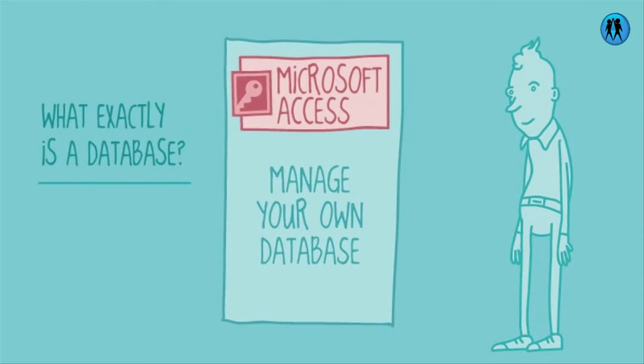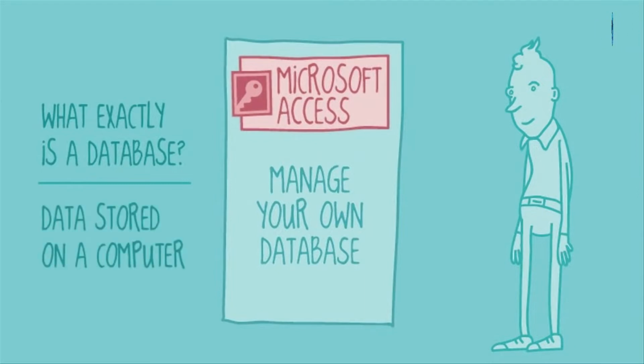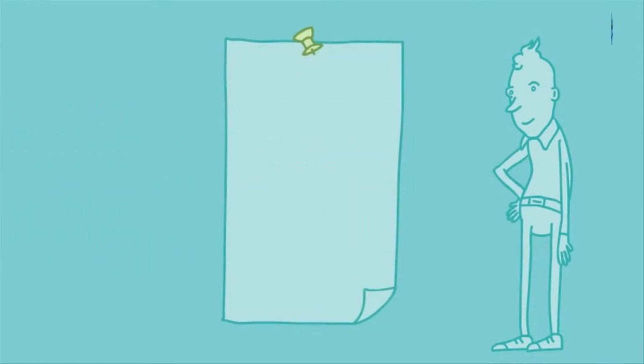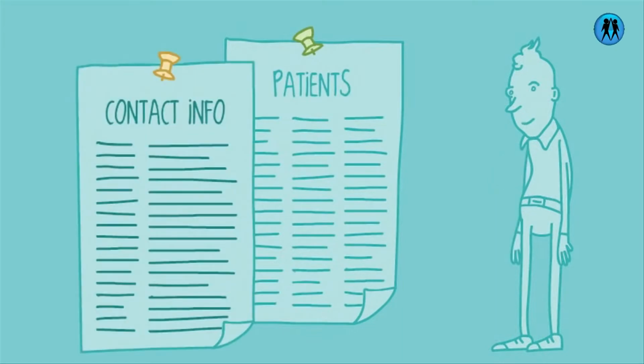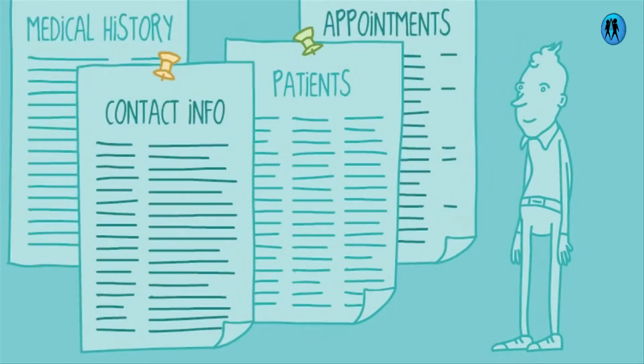Well, it's a collection of information or data that's stored on a computer, allowing you to enter, access, and analyze it in a way you never could on paper. Let's think about that. Before computers, what sort of paper records do you think the doctor's office kept on file? Certainly a list of patients and their contact information. Also their medical history and a list of past appointments.